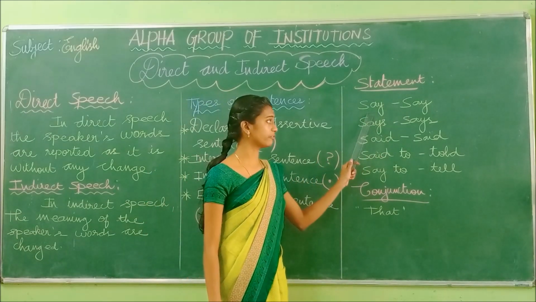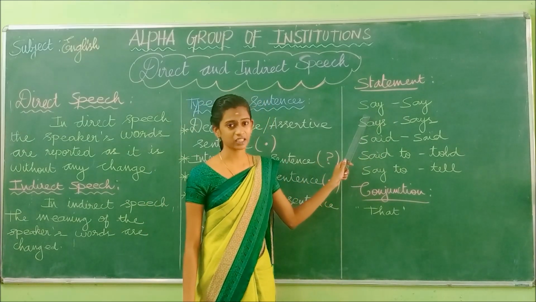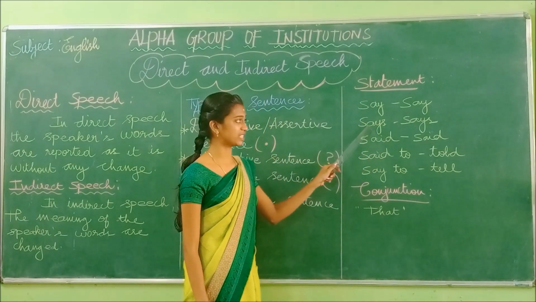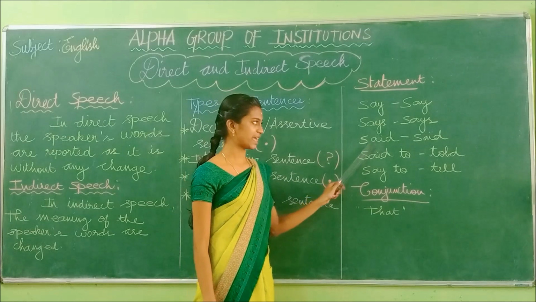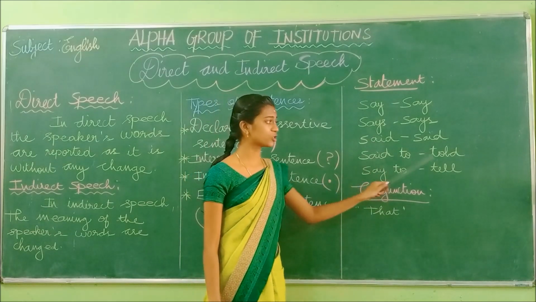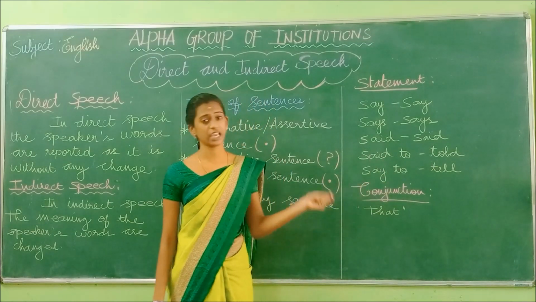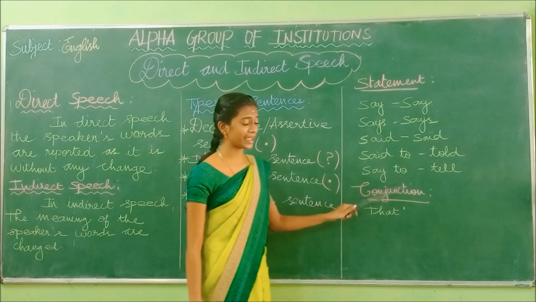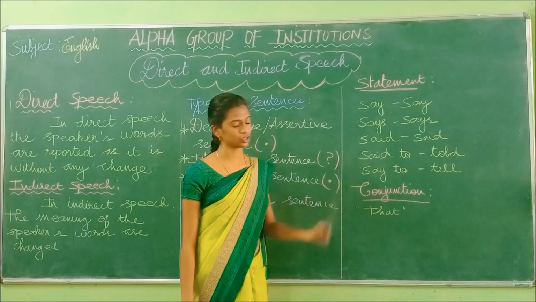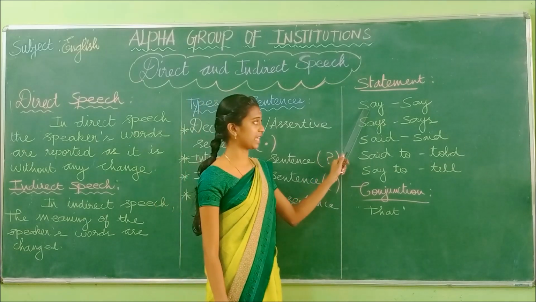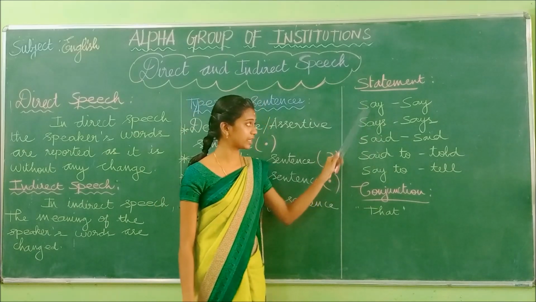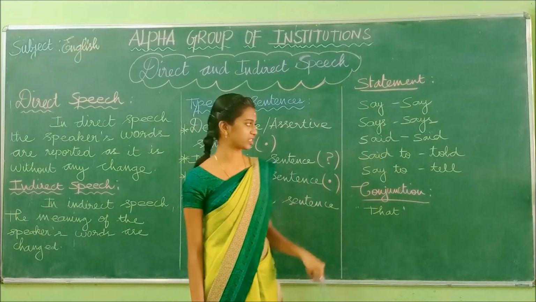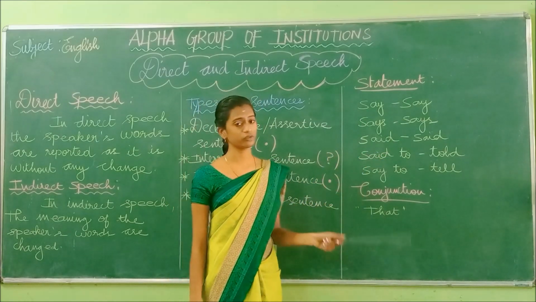While changing the reported verb from direct to indirect speech, how do we have to change it? If there is say in direct speech, it will be the same while writing it in indirect speech. Likewise, says, say, said to, say to. For the say and says, it will be the same in indirect speech. Only said to and say to will be changed.